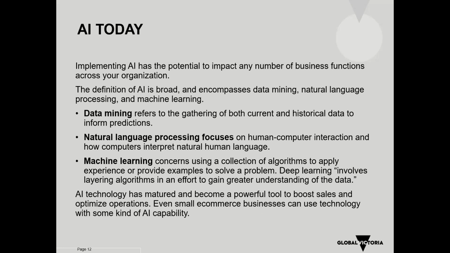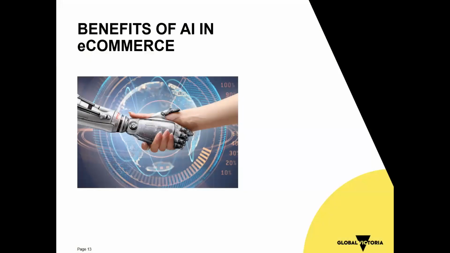Machine learning concerns a collection of algorithms to apply experiences or provide examples to solve a problem. Deep learning, on the other hand, involves layering the algorithms in an effort to gain a greater understanding of the data. AI technology has matured and is continually maturing and evolving to become a powerful tool to help you boost sales and optimize interactions. And it is no longer the purview of just large businesses. Even small businesses can employ artificial intelligence in ways that will help them improve their business.